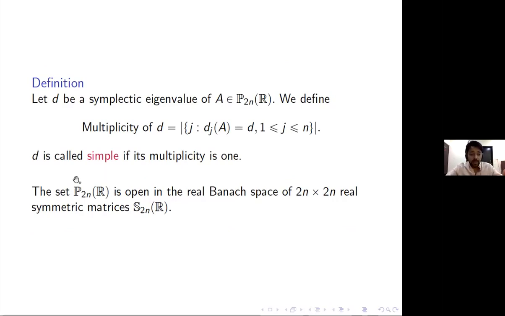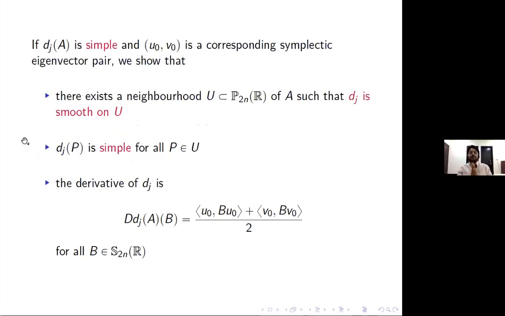The set of 2n cross 2n positive definite matrices is an open subset of the set of 2n cross 2n real symmetric matrices, which is a real Banach space. So when we talk about the derivative of a function on P_2n(R), the underlying Banach space is the set of 2n cross 2n symmetric matrices, which we denote by S_2n(R). We prove that if the jth symplectic eigenvalue of A is simple, then the symplectic eigenvalue map d_j is differentiable at that point A. In fact, we prove something more.